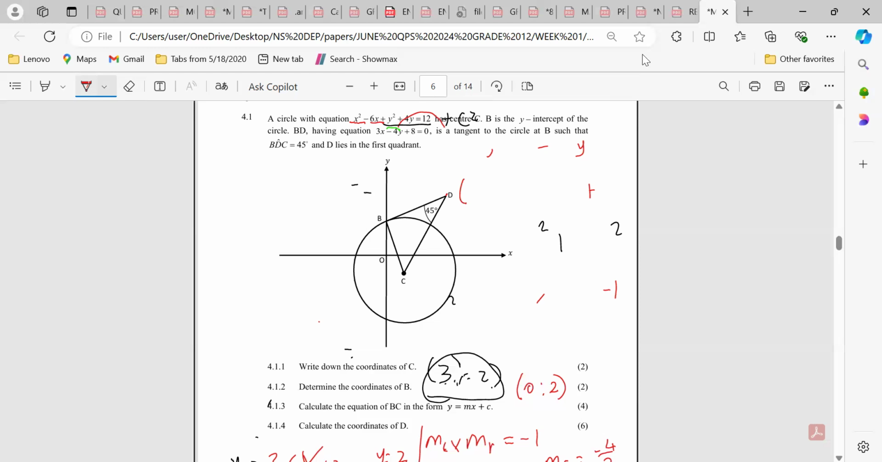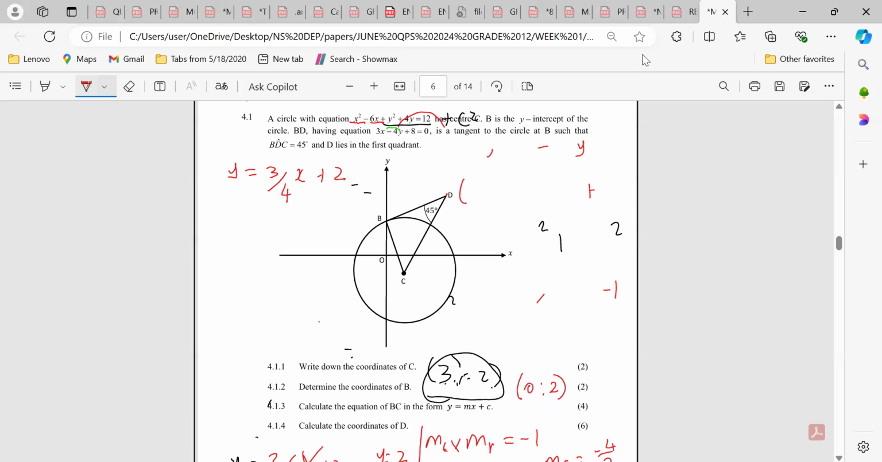This equation we said is y equals 3 all over 4 x plus 2. Now the only thing that we have to do is to get the equation of line DC. We don't have the equation of line DC, so how will we get that? This one needs us to know a little bit of maths to be able to do it.